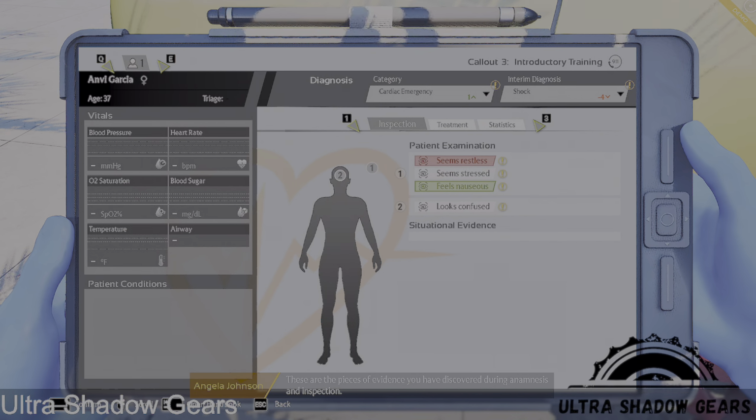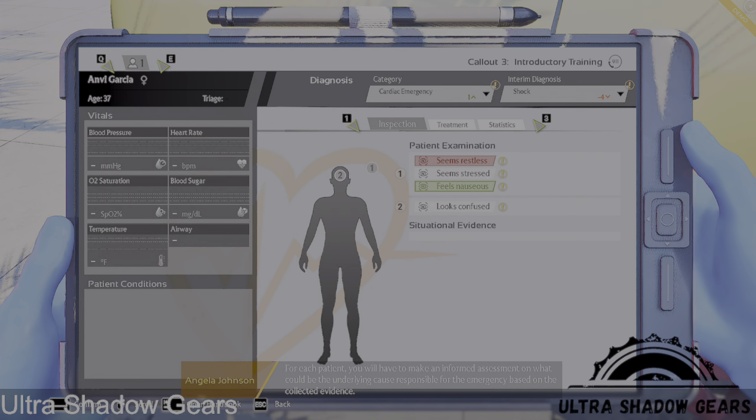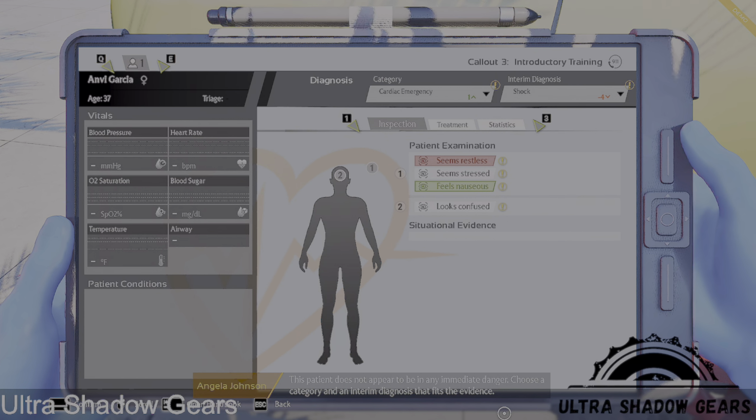These are the pieces of evidence you have discovered during anamnesis and inspection. For each patient, you will have to make an informed assessment on what could be the underlying cause responsible for the emergency based on the collected evidence. Choose an interim diagnosis that fits the evidence. Your interim diagnosis can always be adjusted during treatment.